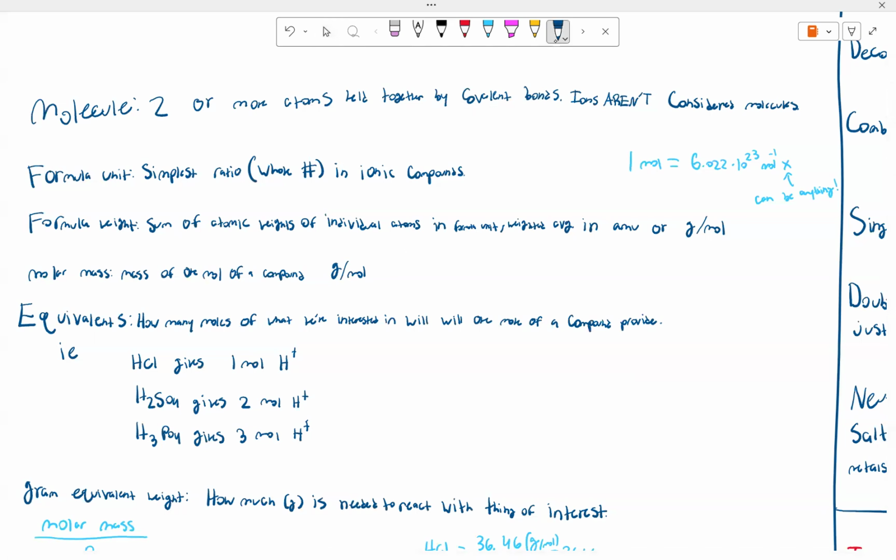That is a key thing here. So ions aren't considered molecules. They're considered compounds, but not molecules. Compounds are an umbrella term, whereas molecule is a subcategory of that.